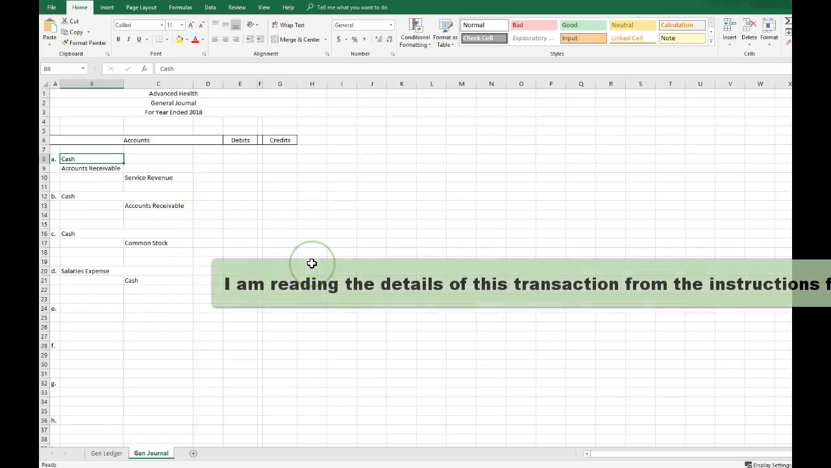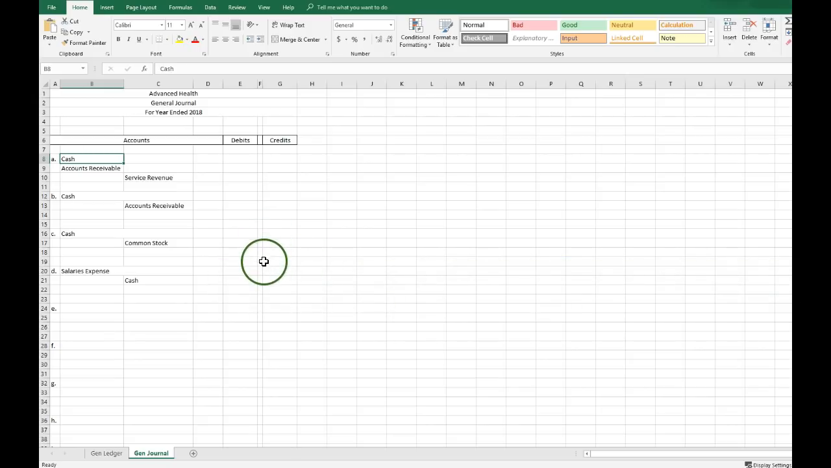So on the first one, it says we provide health services for cash, $18,000, and on account, $62,000. So cash received is $18,000. And accounts receivable is $62,000. And then we see that we need to credit service revenue for the total. And the total is $80,000.